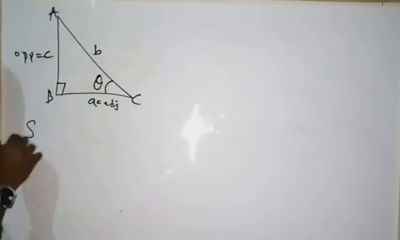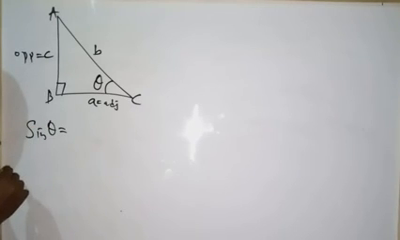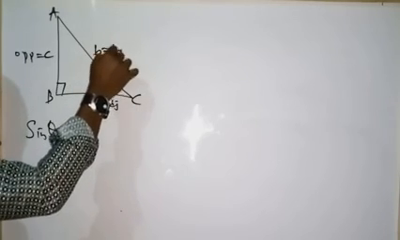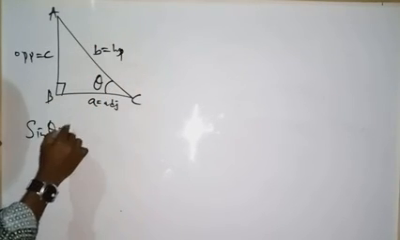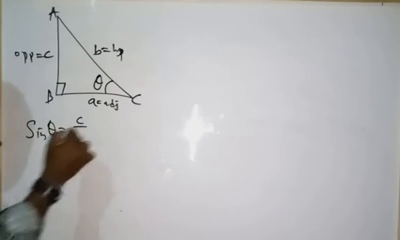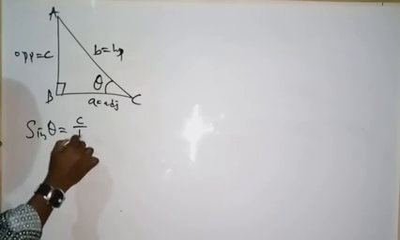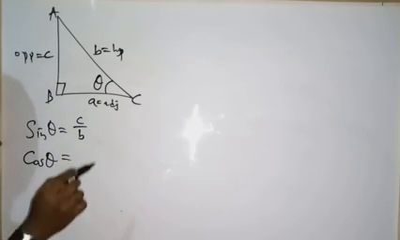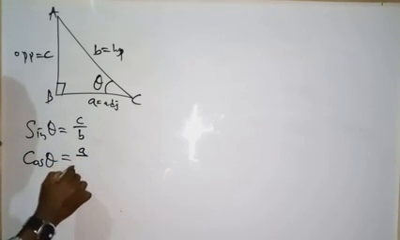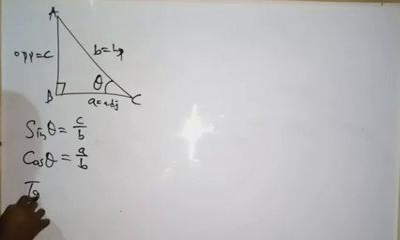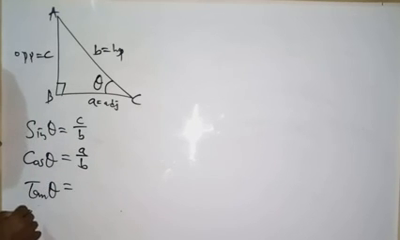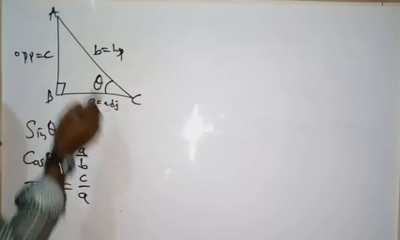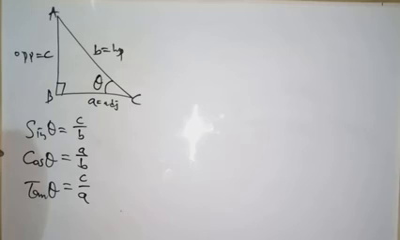So if I'm to fix this now, my sine theta will be equal to what? So this is my hypotenuse in this case. So that will be C over B. And my cos theta will be adjacent over hypotenuse B. And my tan theta will be what? Good. Will be C over A, because opposite over adjacent, and that is what it will be.